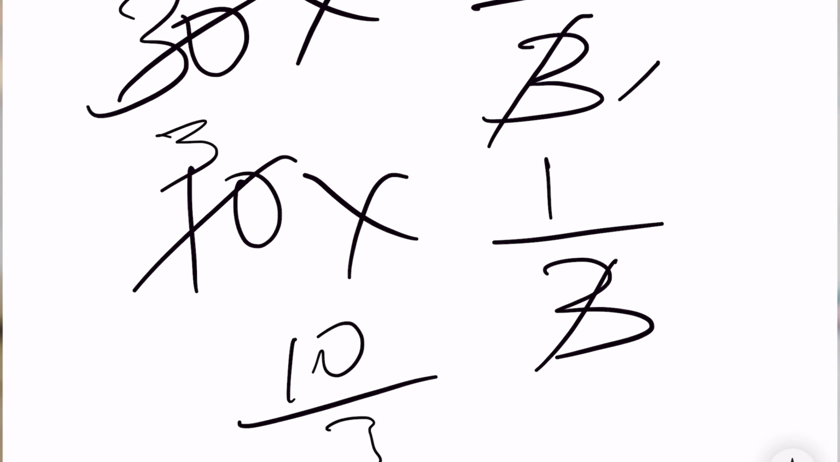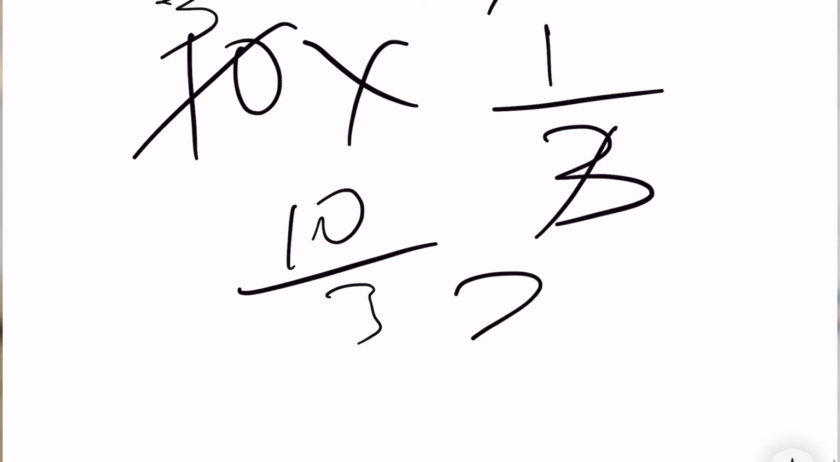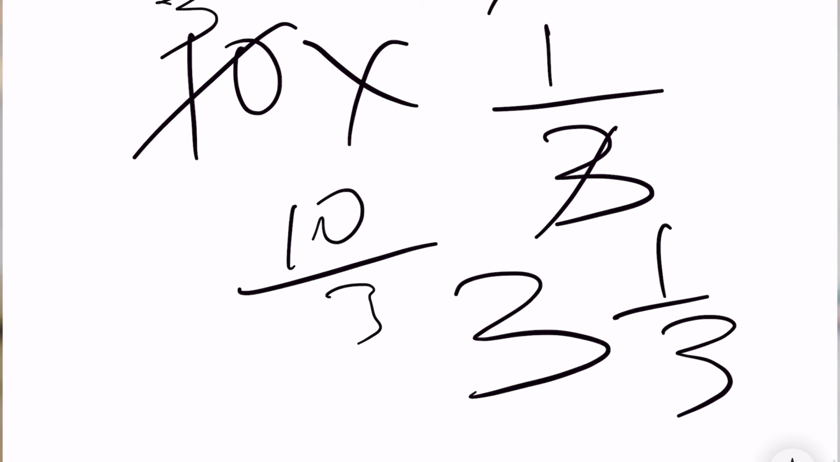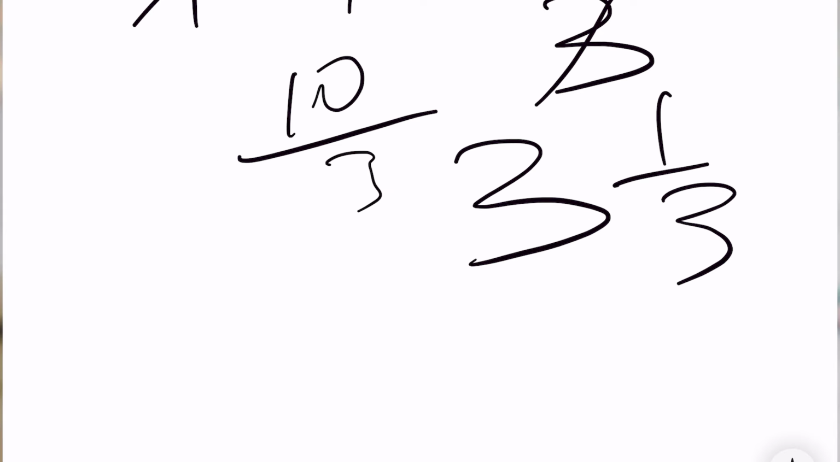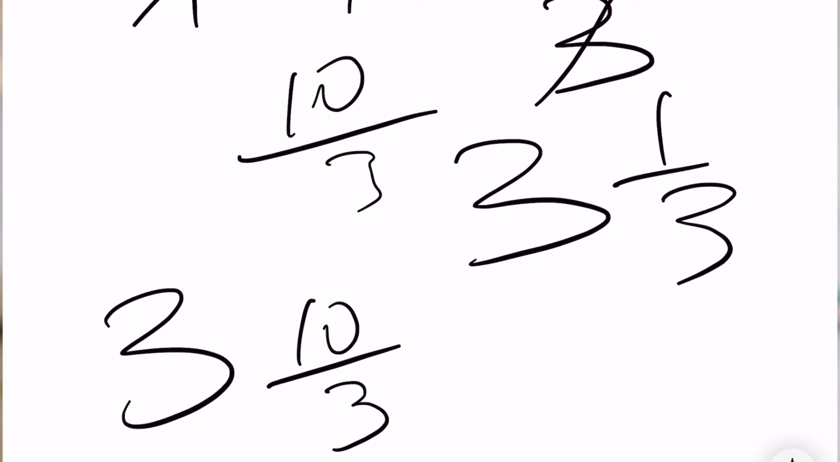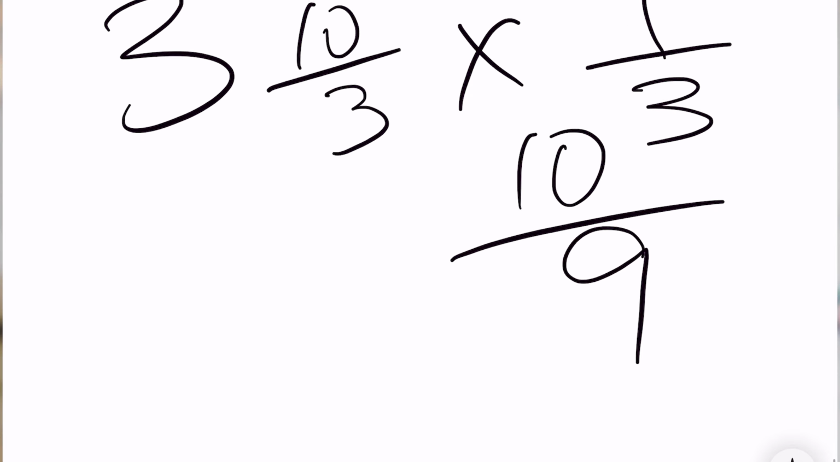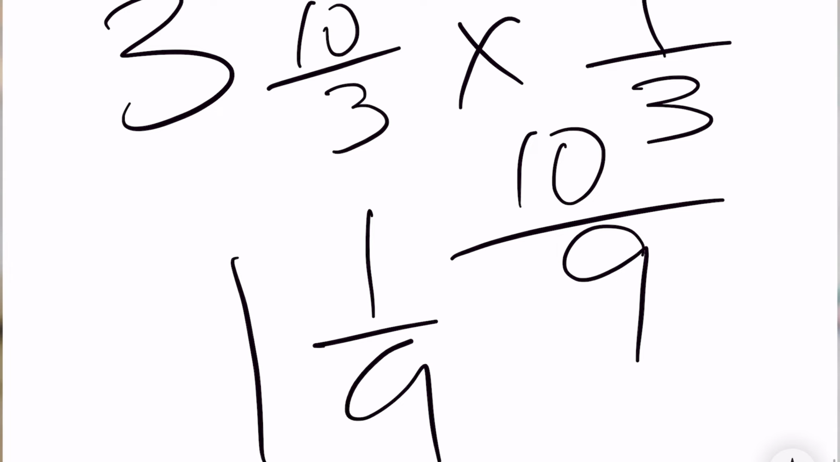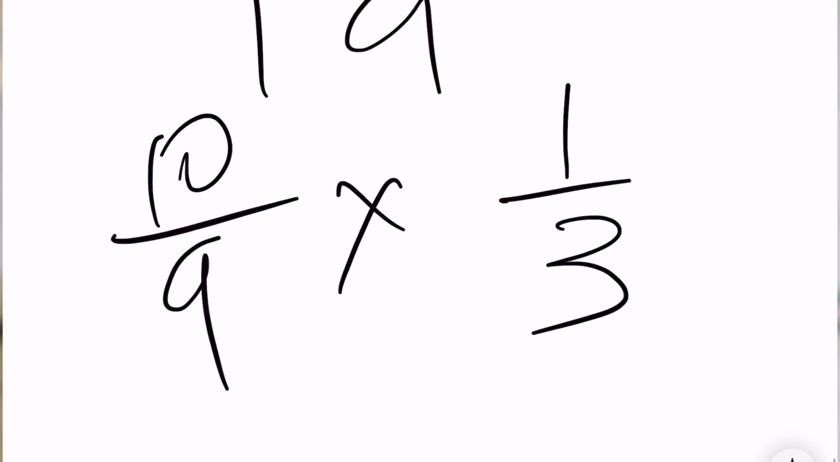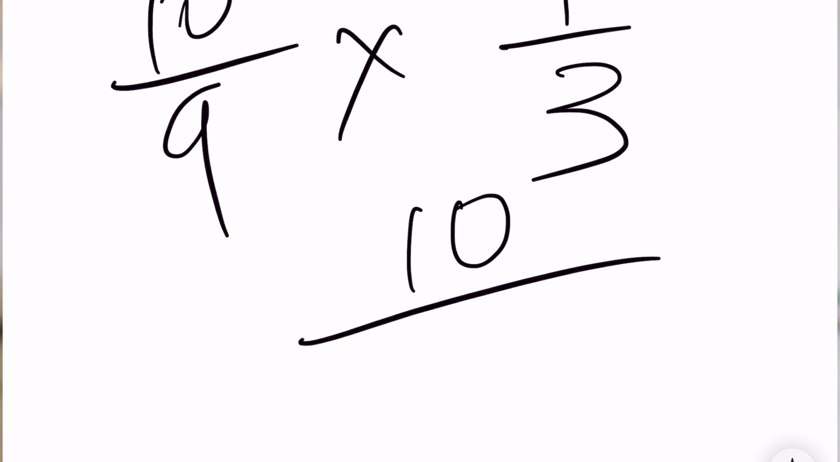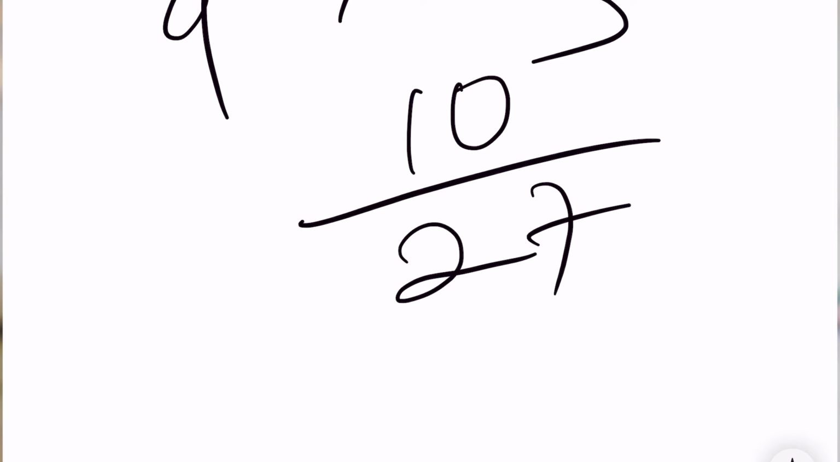That is 3 whole number 1 over 3. Then when we continue further, 10 over 3 times 1 over 3 is 10 over 9, which is 1 whole number 1 over 9. So our sixth term will be 10 over 9 times 1 over 3, which is 10 over 27.